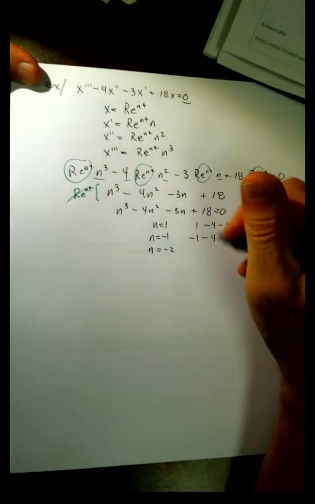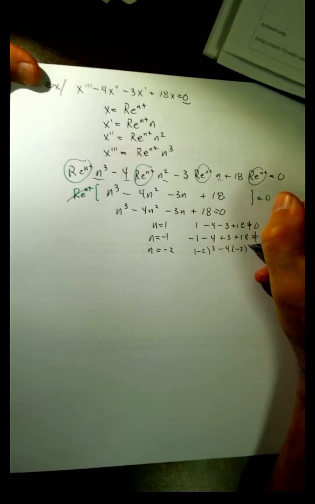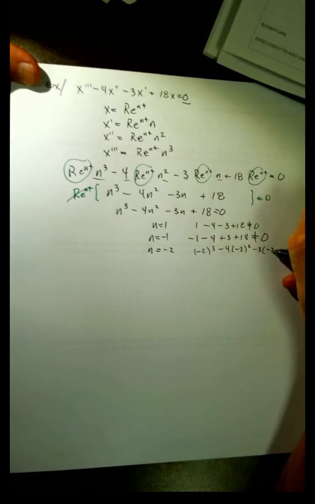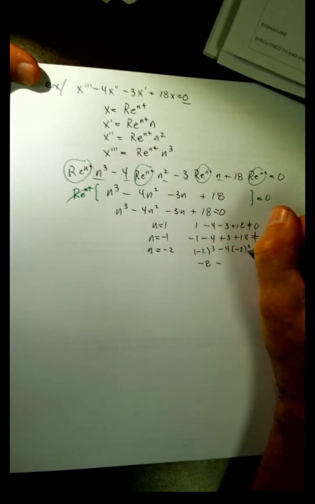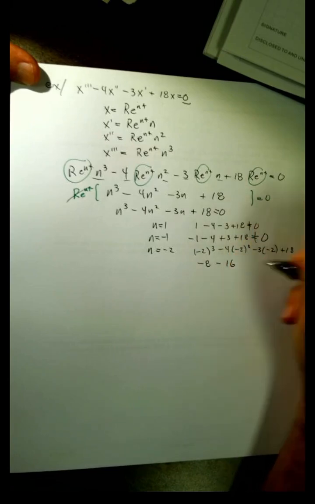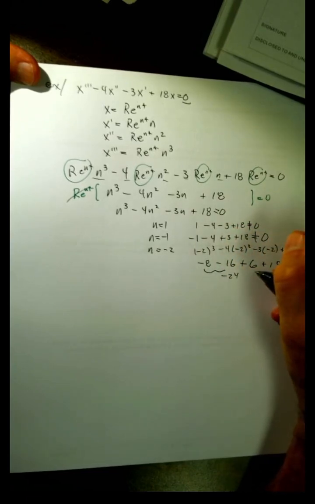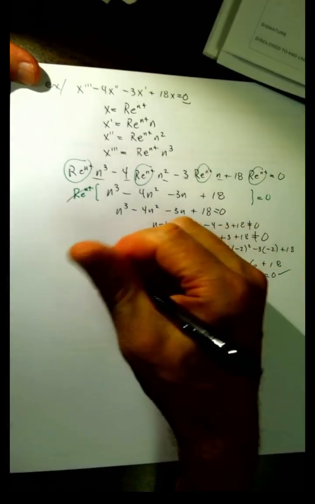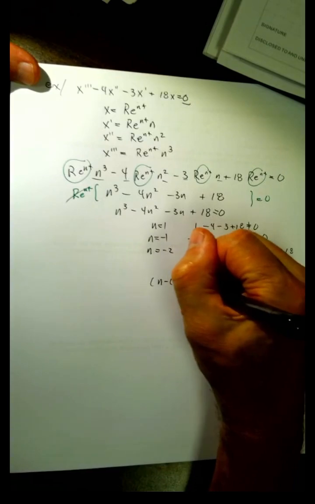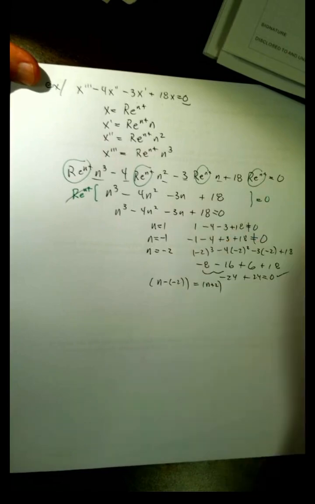Let's try n equals minus 2. So minus 2 cubed, minus 4 times minus 2 squared, minus 3 times minus 2 plus 18. It's minus 8. So this is 4 times 4 is 16. Minus 3 times minus 2 is 6, plus 18. So what is this? This is minus 24 plus 24 is 0, so n equals minus 2 is a solution. That means I can factor out an n minus a minus 2, and I'm going to express it as n plus 2.